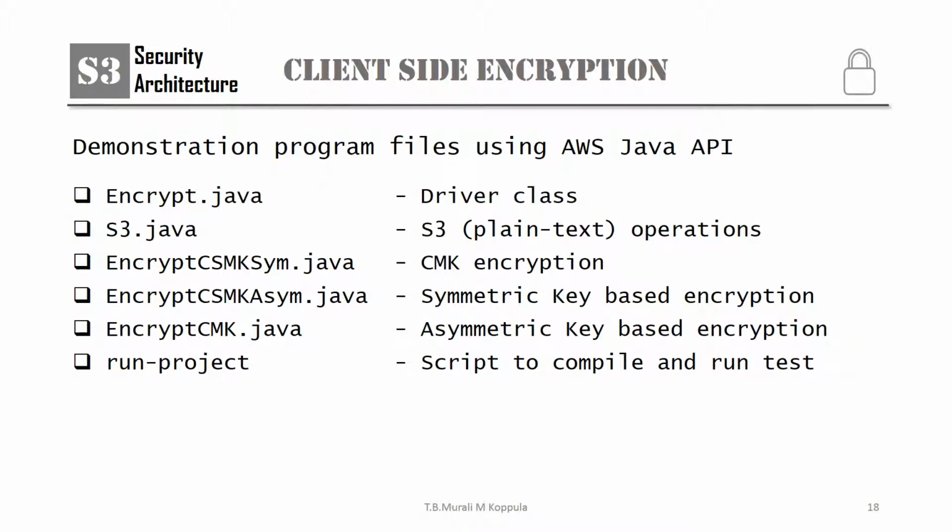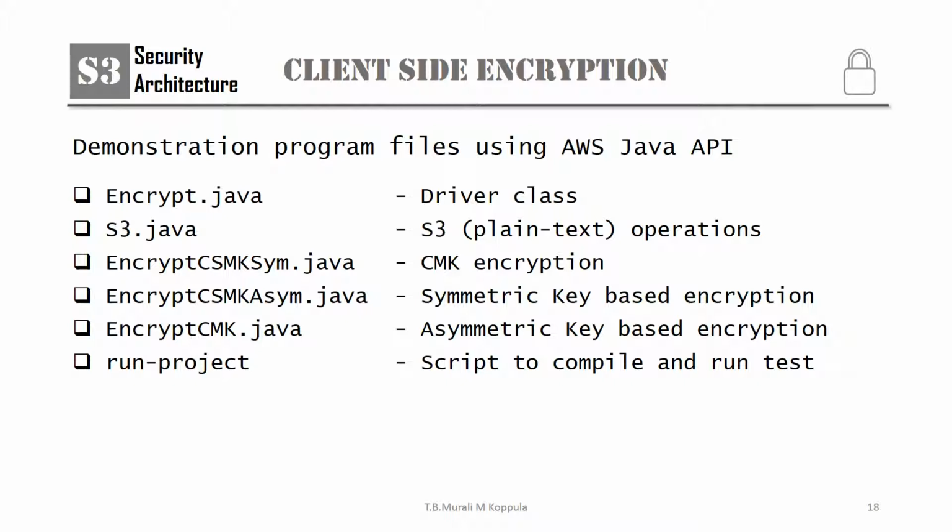Five programs were written for the demonstration of the client-side encryption. Encrypt.java is the main driver program. It calls the necessary operations to create the plain text or the encrypted objects. It will also download, decrypt, and display the object contents. Encrypt.java uses classes from other programs to demonstrate various methods of encryption. S3.java is the wrapper program for general S3 object creation and retrieval. The other 3 classes contain methods that create, retrieve, encrypt, and decrypt the S3 objects. Each of those 3 classes performs encryption and decryption based on each of the 3 client-side encryption methods.